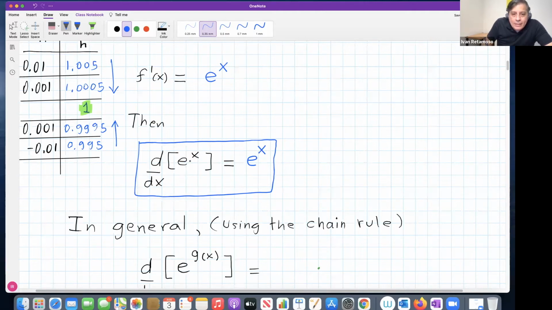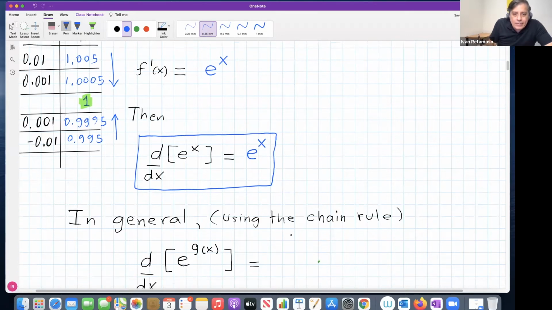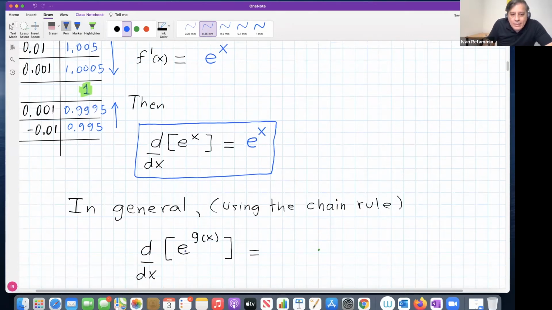This may be a function, right? Remember, we are dealing now, since we know the chain rule, with composite functions. So in general, using the chain rule, when you are asked to take the derivative of e raised to some function g of x, what you're going to do is the following. You will say, okay, derivative of the outside function is this, but then I have to multiply it by the derivative of the inside function, right? g prime of x, okay? So this is in general what you have to do.